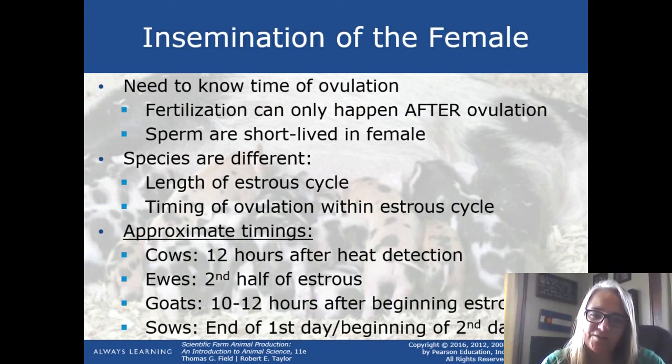Species are very different in terms of their length of estrus cycle. And so as you can see on the screen here, cows are typically AI'd 12 hours after heat is first detected. Ewes, we aim for the second half of their estrus cycle. Goats, we want to AI them about 10 hours after beginning estrus, and sows at the beginning of the second day or end of the first day. Doing this too soon or too late would mean that we miss ovulation and the deposit of the sperm is kind of useless.